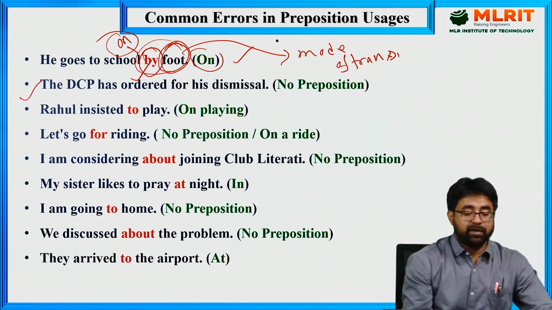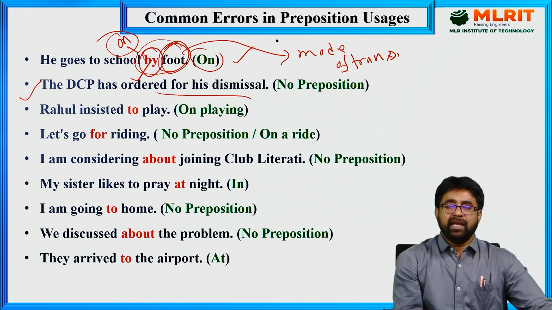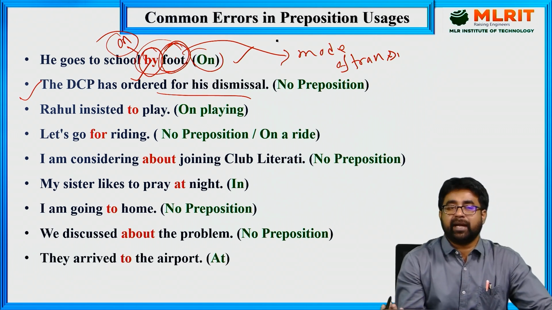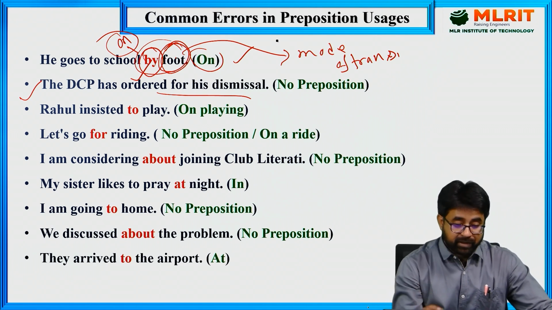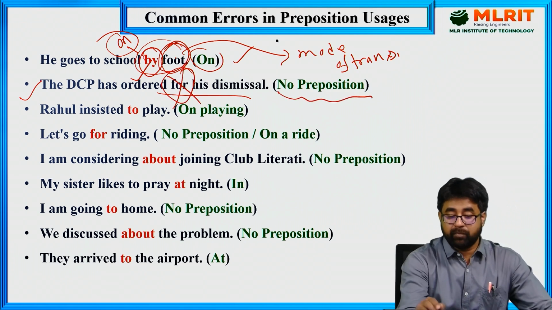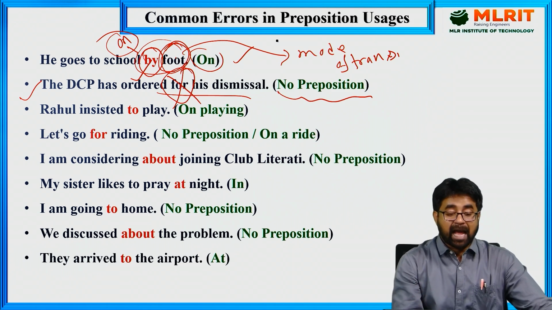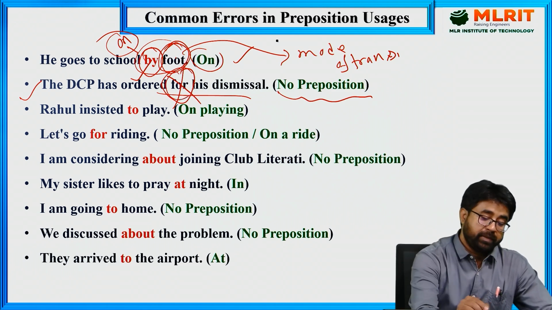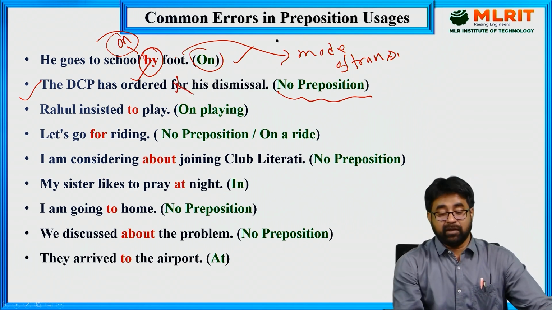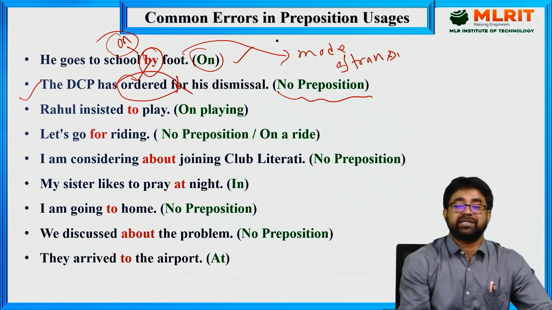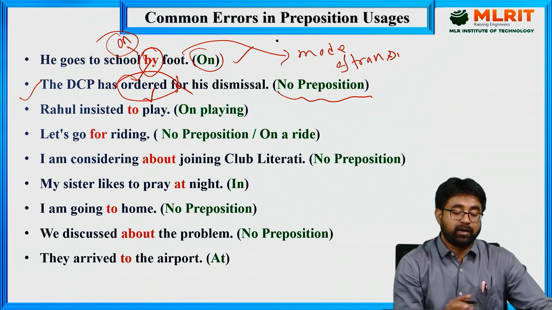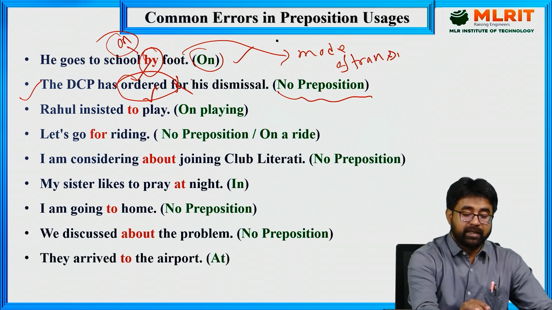Fine. Now, second one, the DCP has ordered for his dismissal. Again, if you are a little absent-minded or not paying that much attention, apparently the sentence might sound okay. The DCP has ordered for his dismissal. But we need to understand here, it's wrong. We are not supposed to use any preposition here. What is the logic? You see, no preposition. What would be the correct sentence? The DCP has ordered his dismissal. There should be no for. It should be simply, the DCP ordered his dismissal. Now the logic here is, whenever the word order is used as a verb, please remember, as a verb, we are not supposed to use any preposition. It cannot take any preposition. Fine, that's why there should not be any preposition.